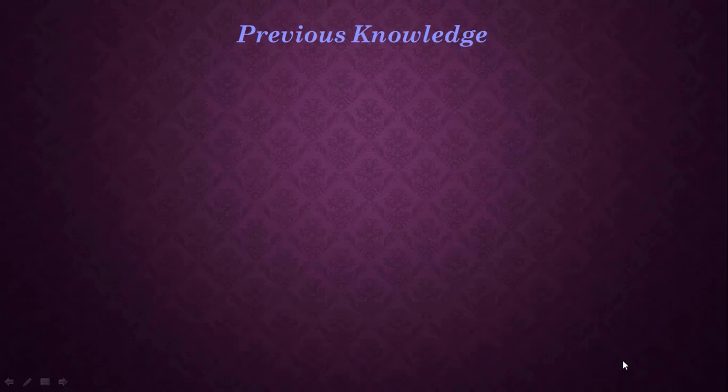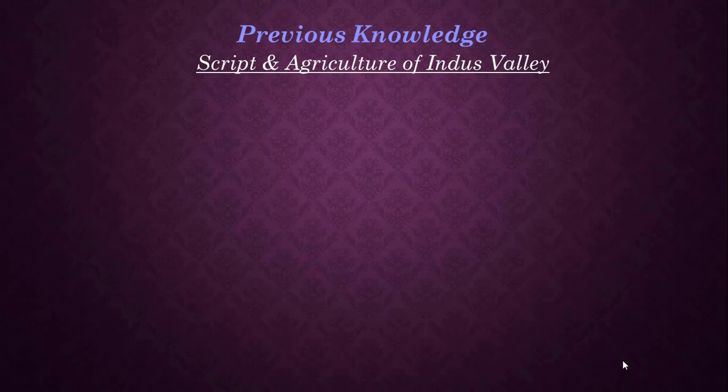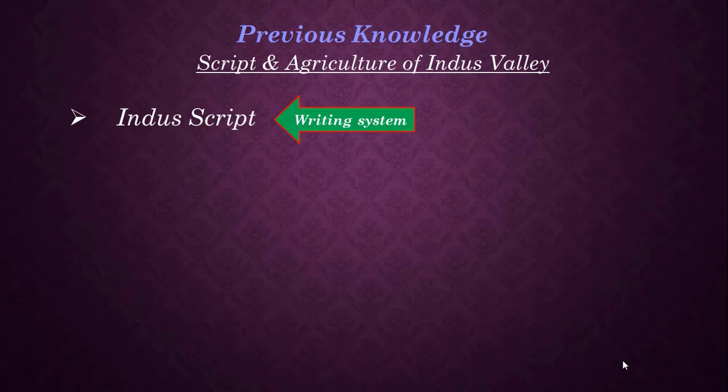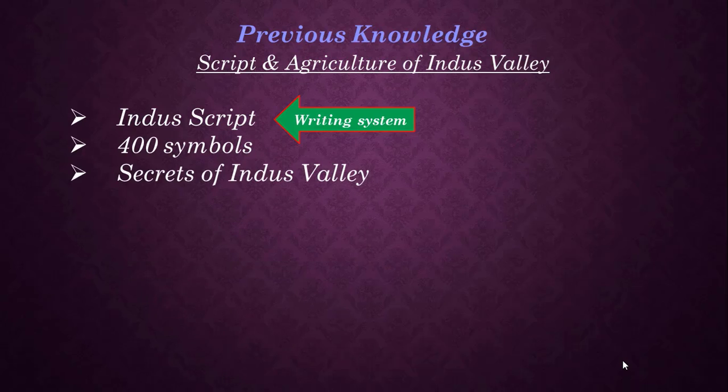Dear students, before we move on to our today's lesson, let's review our previous lesson. In our previous lesson, we have learnt about the script and agriculture of Indus Valley. In script, we have learnt that the Indus script is the writing system developed by Indus people, and it consisted of more than 400 symbols. The secrets of Indus Valley civilization would be uncovered after knowing the meanings of these symbols.